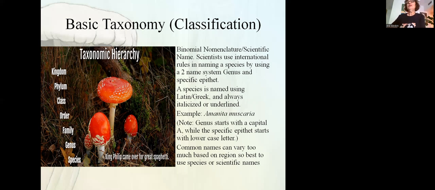For example, this is Amanita muscaria, which you have all seen. I always start with this one because this is probably the most familiar. It is the most familiar mushroom in the entire world. And we use an ancient language, dead language, Latin, ancient Greek, to name. And so this one, Amanita muscaria, Amanita is Greek for mushroom, and muscaria means fly. And the common name is fly agaric. Okay. But we try to stay away from common names.